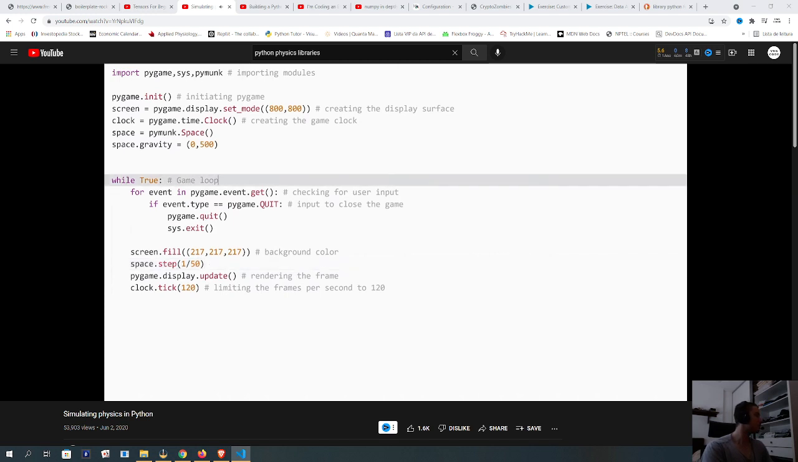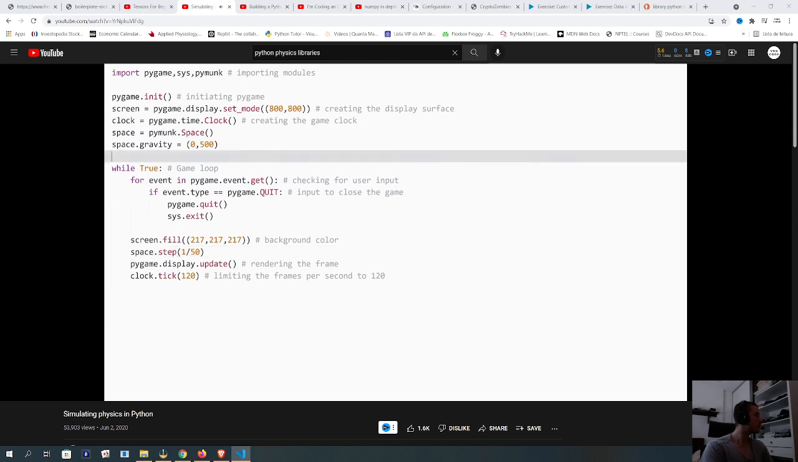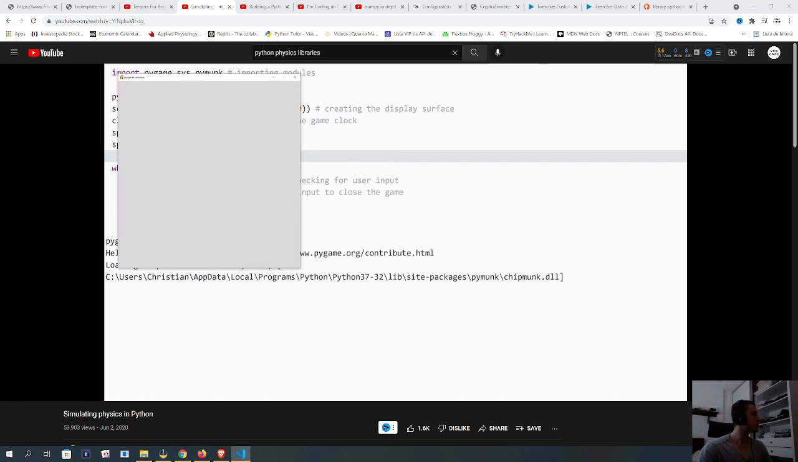And every time we update our screen, we are also updating our physics simulation. But you still have to be aware, we have effectively two different loops that could be updated independently. Now we have a basic simulation. If I run the code now, we still can't see anything because we haven't created any objects yet.